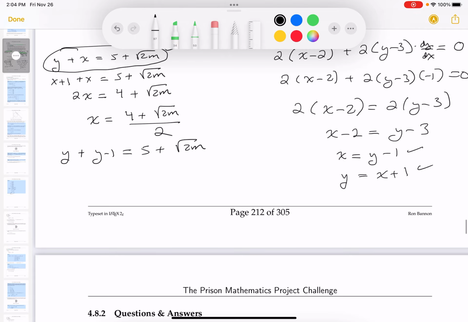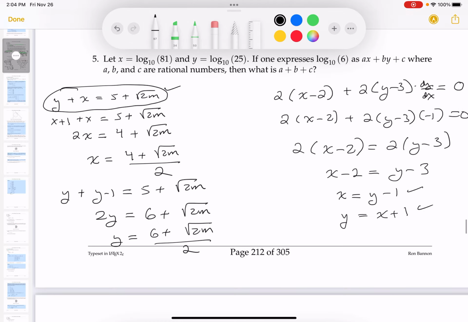Let me keep going. You get 2y. I'll add 1 to both sides. That gives me 6 plus root 2m. Again, it still doesn't tell me what m is, but now at least I know what y and x are in terms of m. This is going to be 6 plus root 2m over 2. Now I'm going to take this. All right, I got these now.